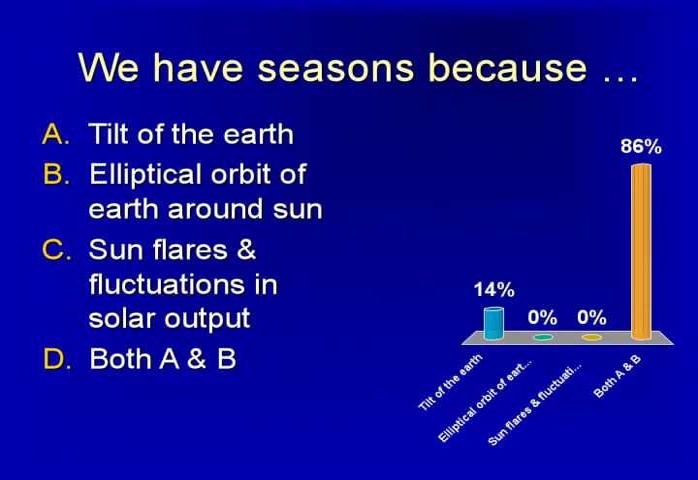This is one, actually, that I realized was one of the questions where these misconceptions really came into play and why they were so hard to deal with. Because when I'd ask the students this question here: we have seasons because of the tilt of the Earth, the elliptical orbit of the Earth around the Sun, sun flares, or fluctuations in solar output. Now, I know you guys are going to get this one, because most of the students get it after reading about it in the book.